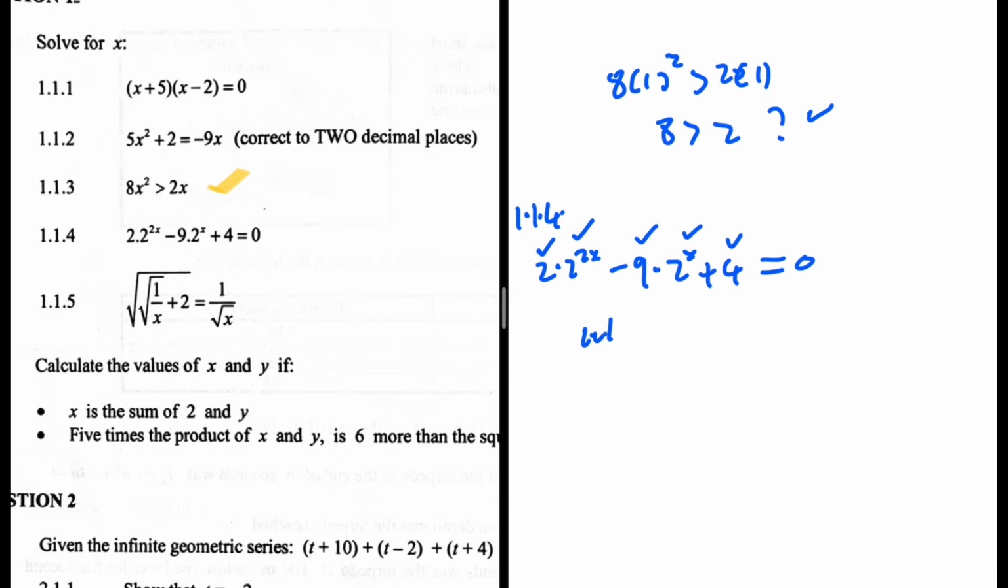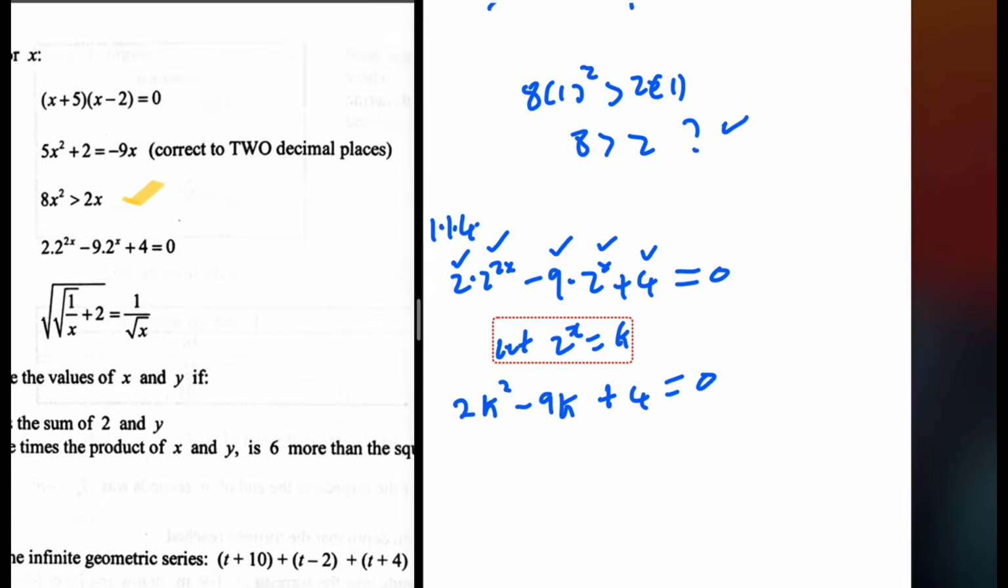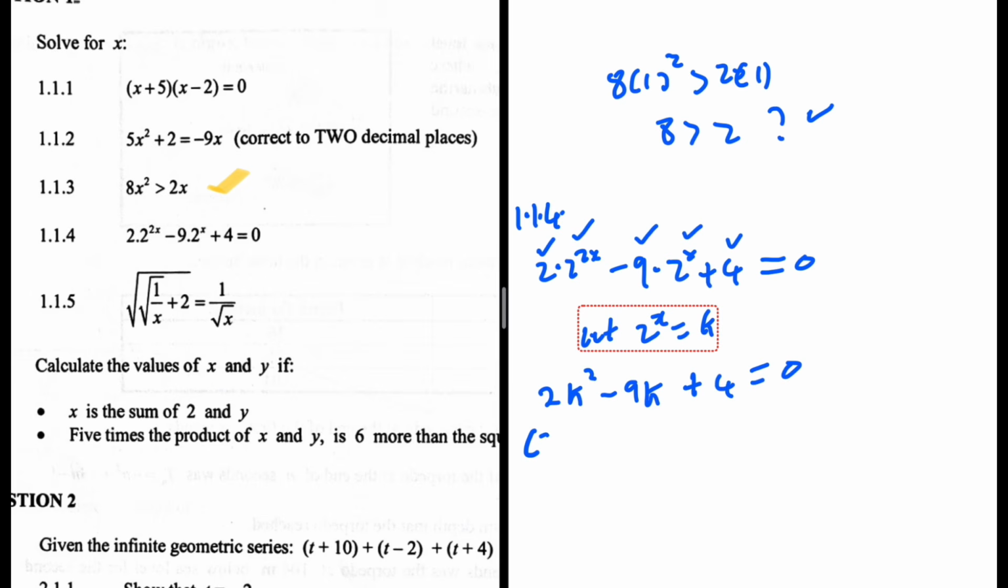So I let 2 to the x be equal to k. So this will be 2k squared, since 2 to the 2x is equal to k squared if k is equal to 2 to the x. So 2k squared minus 9k plus 4 is equal to 0. Unfortunately, I cannot divide by 2, because we cannot divide 9 by 2 and get a whole number. So I have to factorize it like this. For most people, I would just advise you use the quadratic formula instead of trying to factorize in your head.